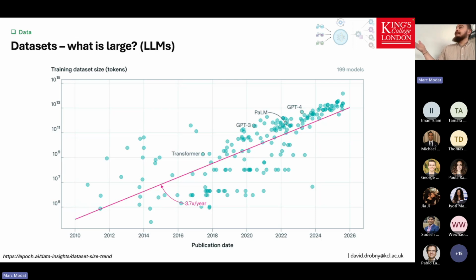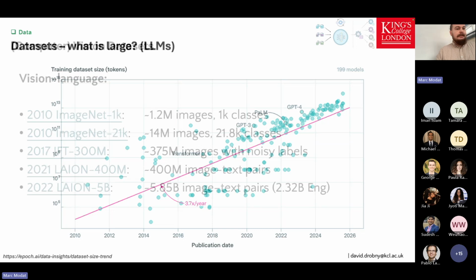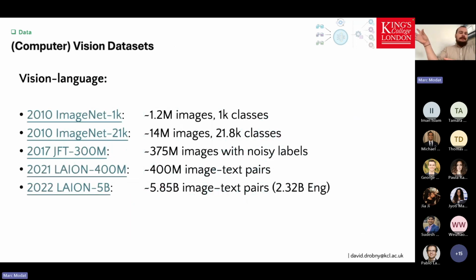So we have a logarithmic scale. We can see that over time we have more than exponential growth in just the pure size of data sets, which really enabled some of the advancements. This was just text. For vision language models, I'm just mentioning some known examples.